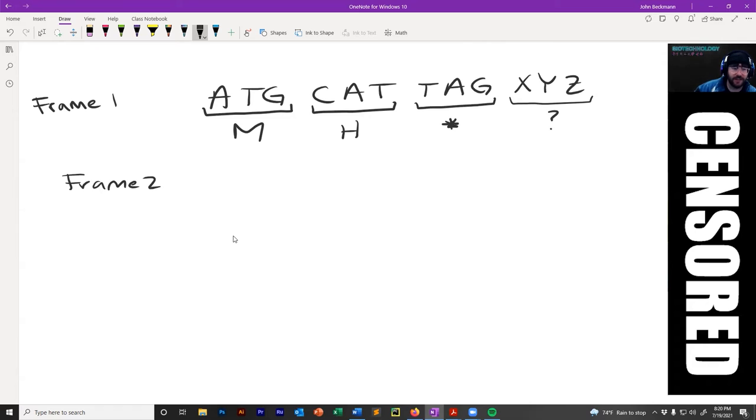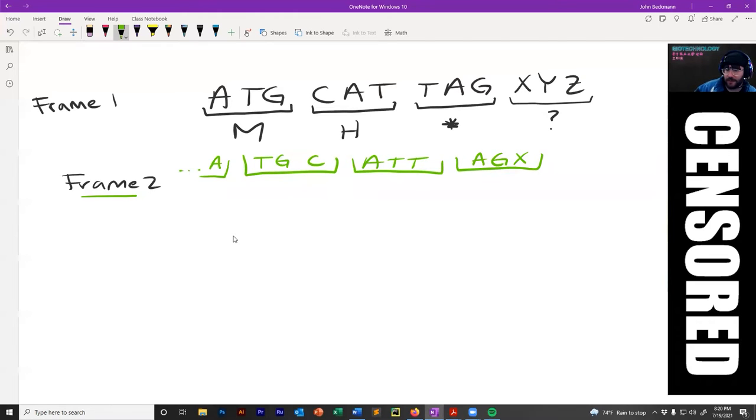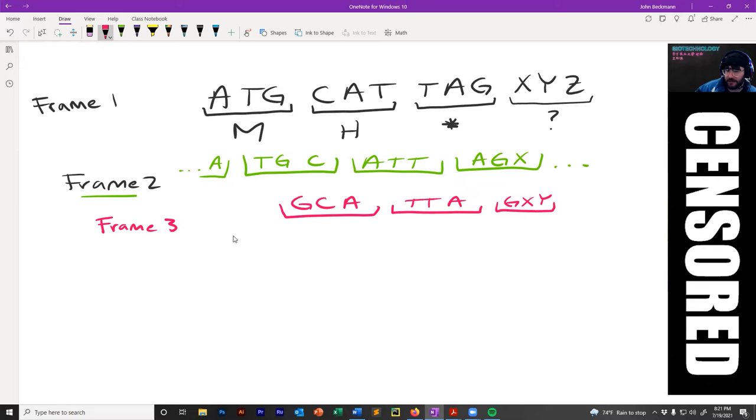Frame two is TGC, ATT, AGX. Frame three is GCA, TTA, GXY, dot, dot, dot. And there's no frame four.